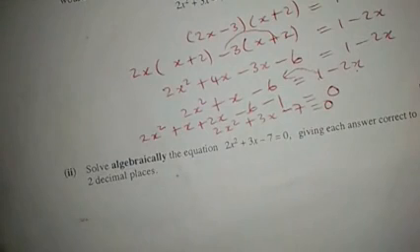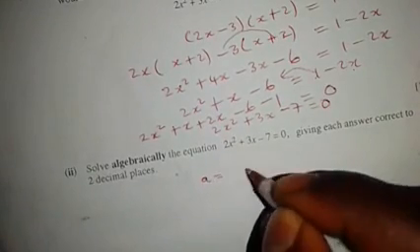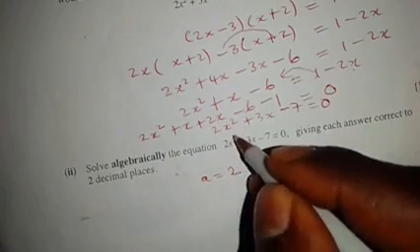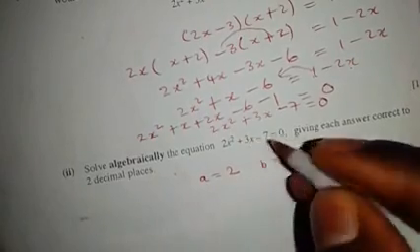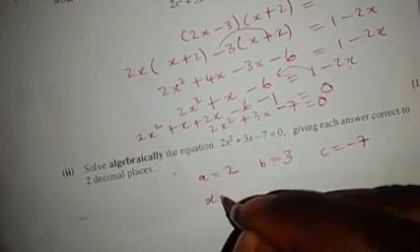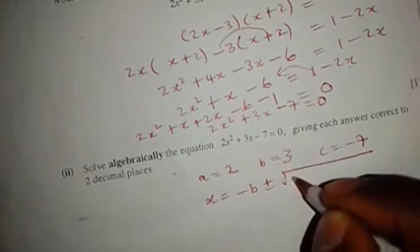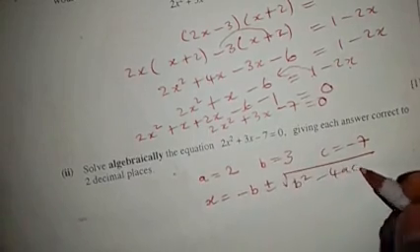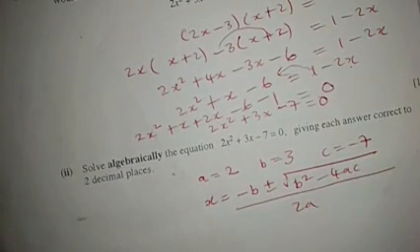Right. Solve algebraically the equation 2x squared plus 3x minus 7 equals 0. So a equals 2. A is the coefficient of x squared. B equals 3, which is the coefficient of x. C equals minus 7, which is the constant term. The quadratic formula states that x equals minus b plus or minus square root of b squared minus 4ac, all over 2a. Then you get yourself a single mark for that formula.